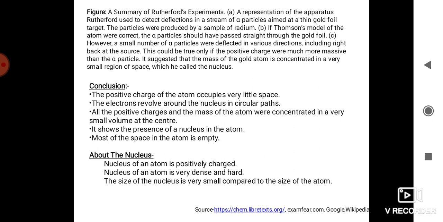We have discussed some information about the nucleus. The nucleus of an atom is positively charged, and outside the nucleus there are electrons which are negatively charged. The nucleus of an atom is very dense and hard because the volume is less. The size of the nucleus is very small compared to the size of the atom.